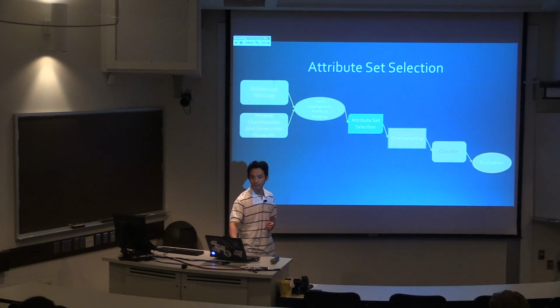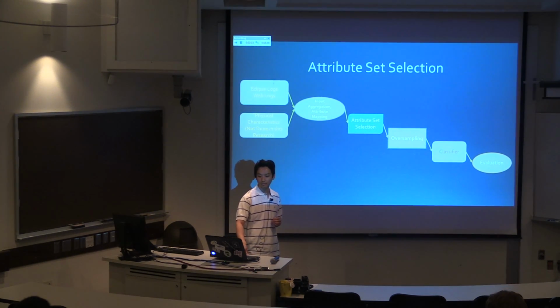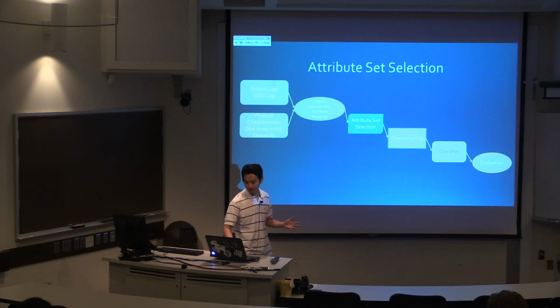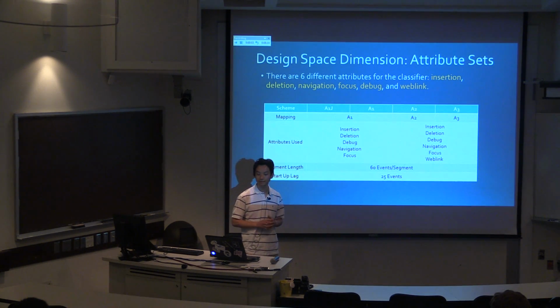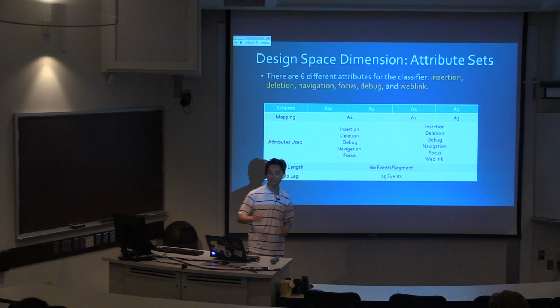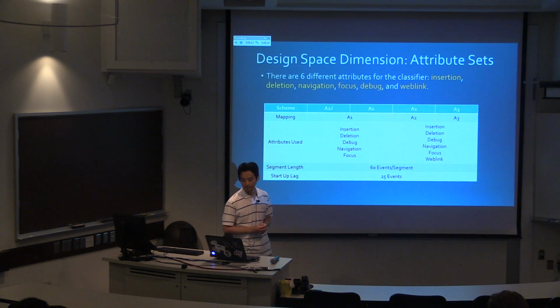So now that we know how the events from the Eclipse logs map to the classifiers, we've got to choose the best attributes for the classifier. There are 6 different attributes, and they're all namesakes for the various things that people do while programming. If they type in code, that's insertion. If they delete code, that's deletion, etc.